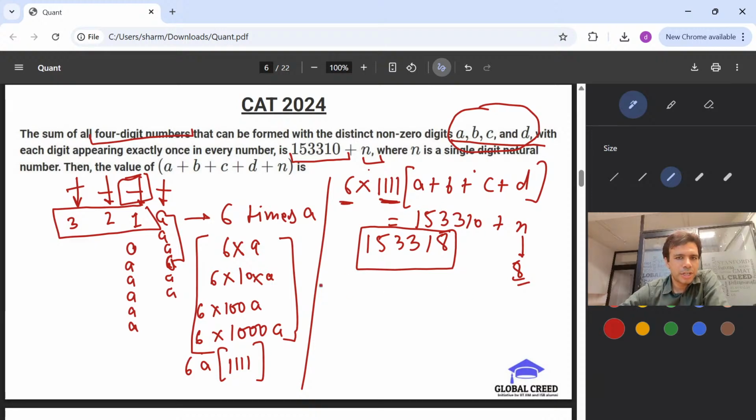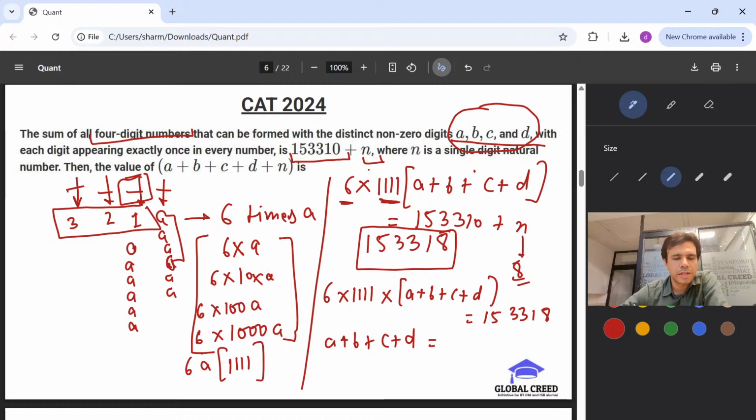So if this is true, then I will say 6 into 1111 into a plus b plus c plus d is actually equal to 153318. If that is true, I will cancel this. I would end up getting a plus b plus c plus d if I have to find the value. So when you cancel 1111 from 153318, then 6 from whatever answer comes, basically what we are doing is we are taking all of this below this. So you will get 6 into 1111.